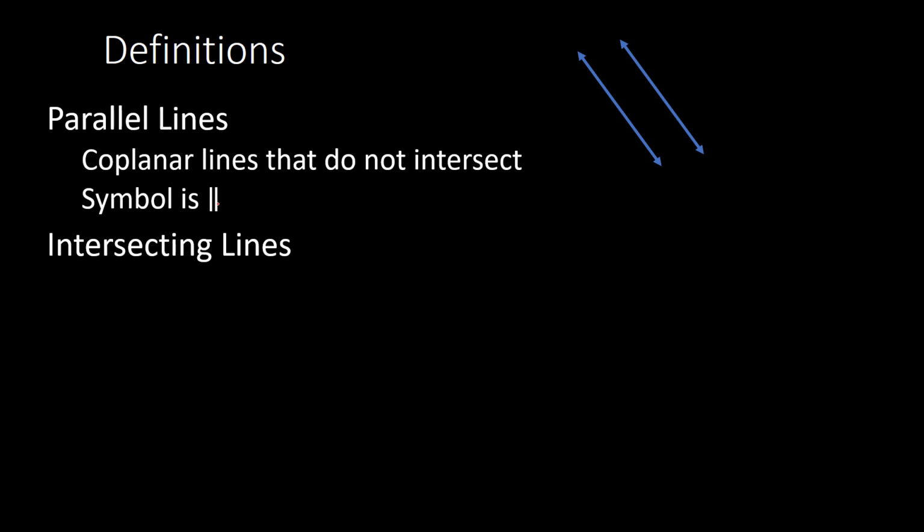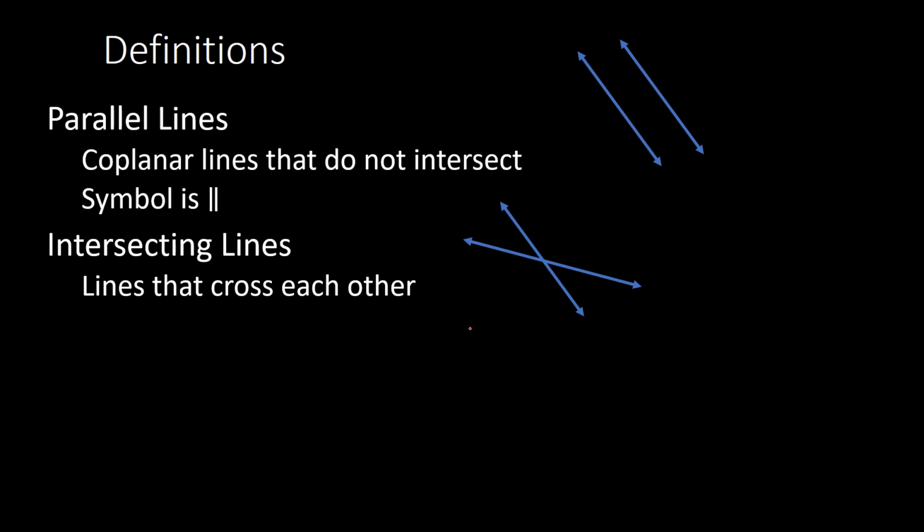Next we have intersecting lines. Those are lines that cross each other. So right here we have two intersecting lines. They cross right here at this point.